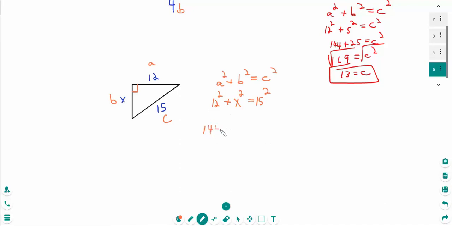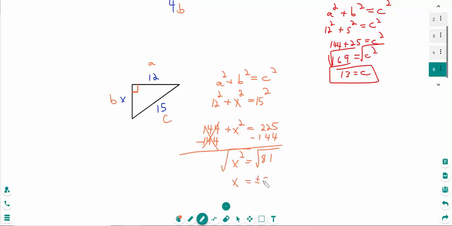All right. So now we've got some work here that we can do. So 12 squared is 144 plus x squared equals 225. And now we can solve by subtracting our 144 from both sides. And that's going to give us x squared is equal to 81. And then if we take the square root of both sides, we end up with x is equal to plus or minus 9. But we're going to go with 9 since we're dealing with length.